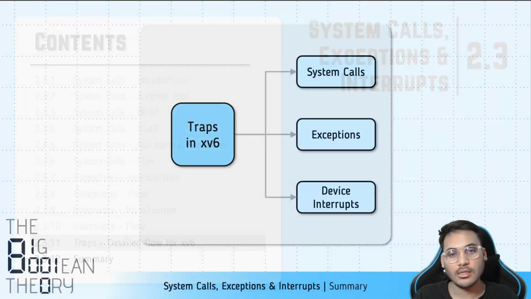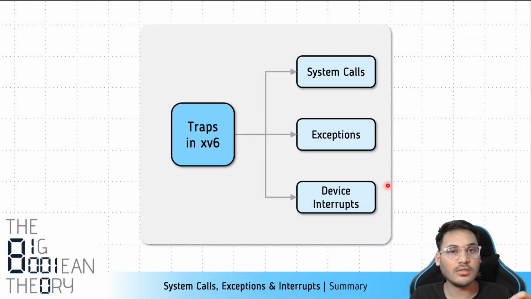So basically, in x86, all of the different types of interrupts, whether software or hardware interrupts, are given a common term, that is traps. So system calls, exceptions, and device interrupts, all of them are given the common terminology, that is traps. Basically, you can think of them as interrupts, right?